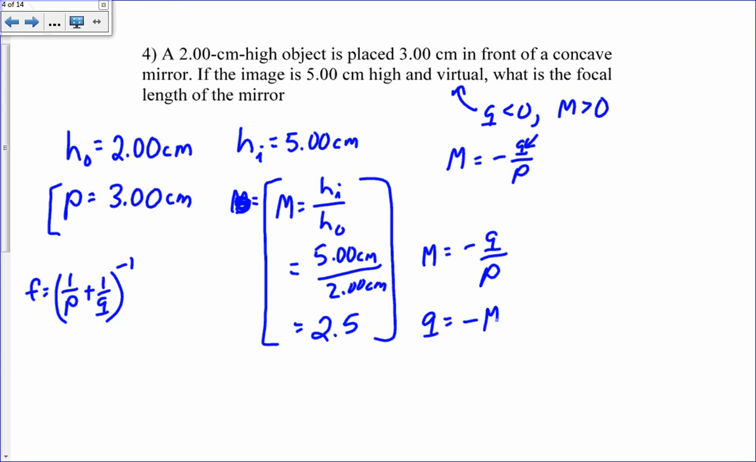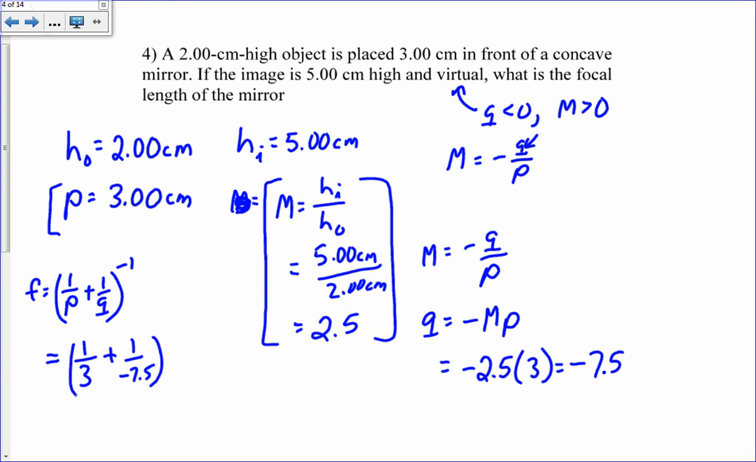So Q is going to be negative MP, negative 2.5 times 3, which is negative 7.5. So that's my Q. Now I have everything to find F. 1 over 3 plus 1 over negative 7.5. Inverse of that gives me 5 centimeters. And that's the answer. Notice it is positive, so it's a concave mirror, but that was stated in the problem.